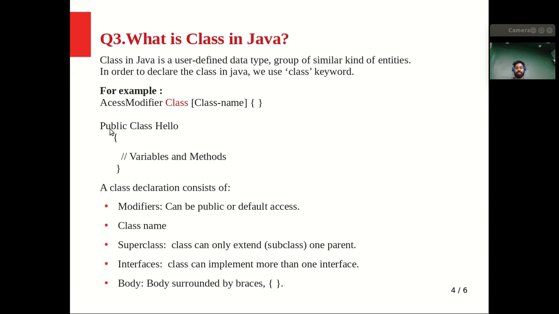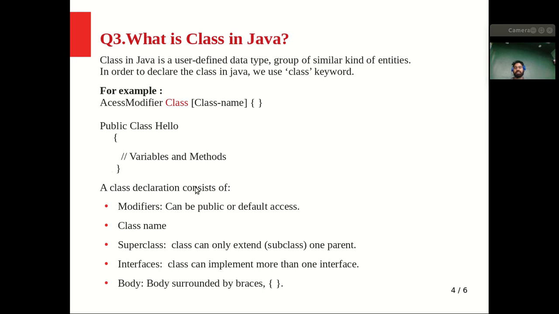So for example, here you can see the access modifier we use is public, and the class keyword we have used, and this is the class name, Hello. And inside the curly braces we need to define the body of a class, and the body of the class can contain variables, methods, and other members. So this is a basic example of a class and how you define it.